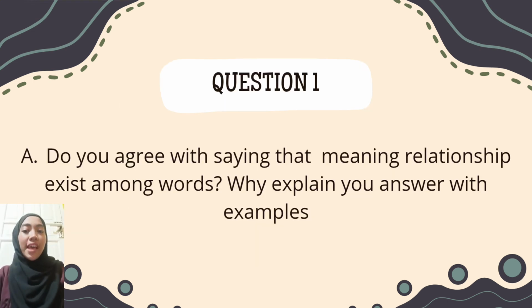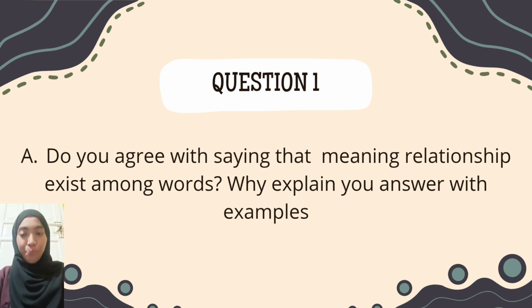Do you agree with saying that meaning relationship exists among words? Why? Explain your answer with example. Yes, meaning relationships exist among words, and this concept is a key principle and vital to linguistics, particularly in semantics. Words do not function independently, they are interconnected in various ways to convey meaning effectively. This relationship helps in understanding the nuance of language and the dynamic ways in which meaning is structured. Below is a detailed explanation of the types of meaning relationship that exist among words.